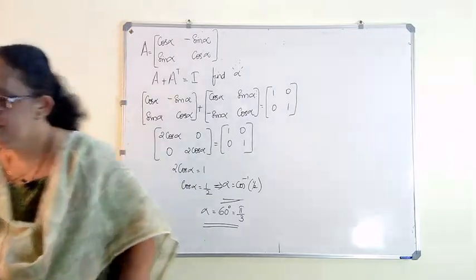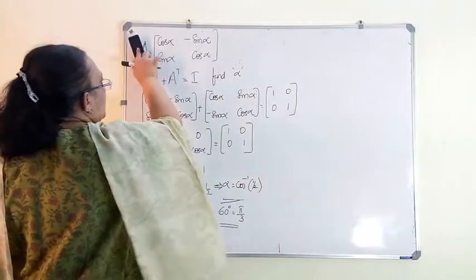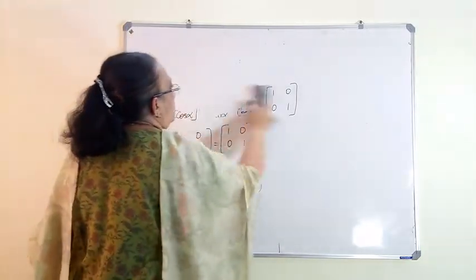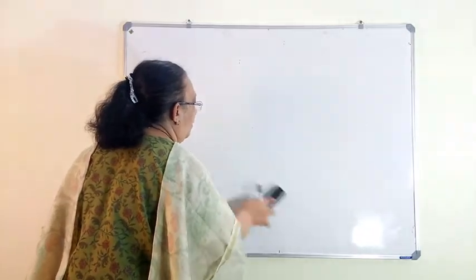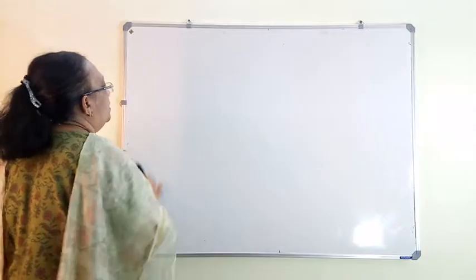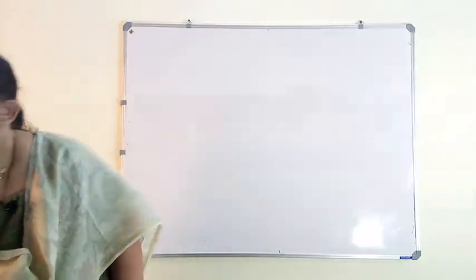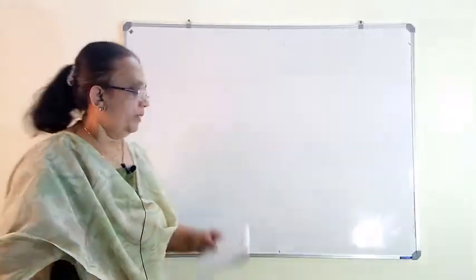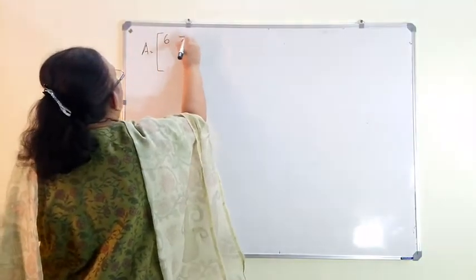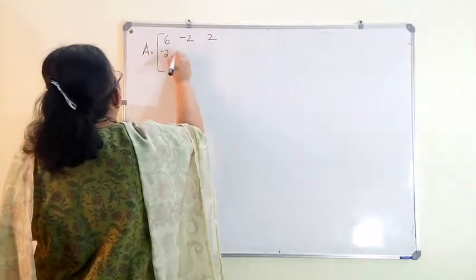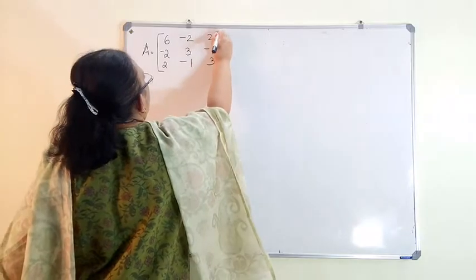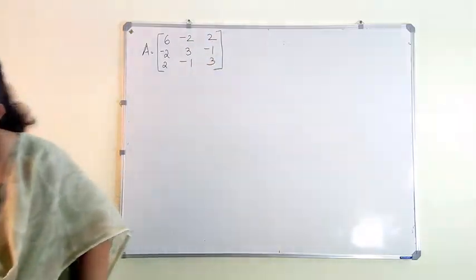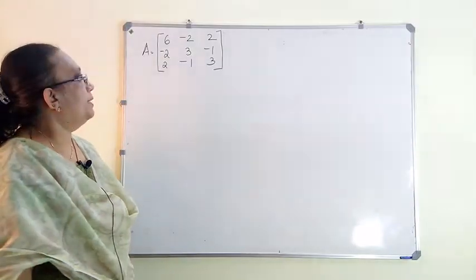Now we will do a 3 by 3 matrix, and with that we will conclude this section. Are you ready? Yes. Okay. So do along with me. Express the following as the sum of a symmetric and a skew symmetric matrix. It's a 3 by 3 matrix. Let us take A is equal to matrix 6 minus 2 2, minus 2 3 minus 1, 2 minus 1 3. Now, what is your A? You should express this as a sum of a symmetric and a skew symmetric matrix.